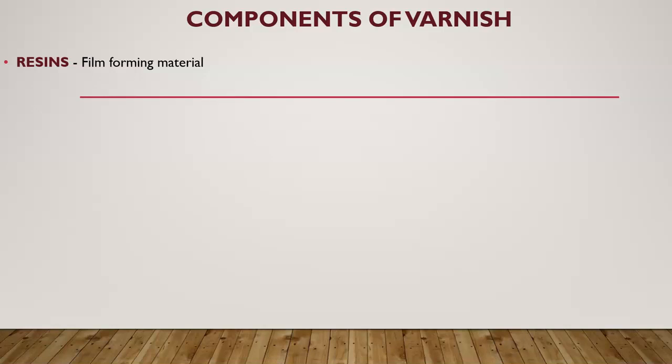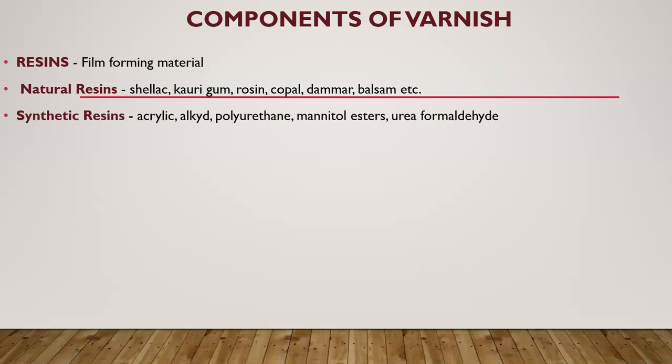Another important component of varnish are the resins. Like the drying oils, resins are also film-forming material. You have natural resins like shellac, kauri gum, rosin, copal, tamar, balsam, etc. And you have the synthetic resins like acrylic, alkyd, polyurethane, mannitol, esters, urea formaldehyde, etc.